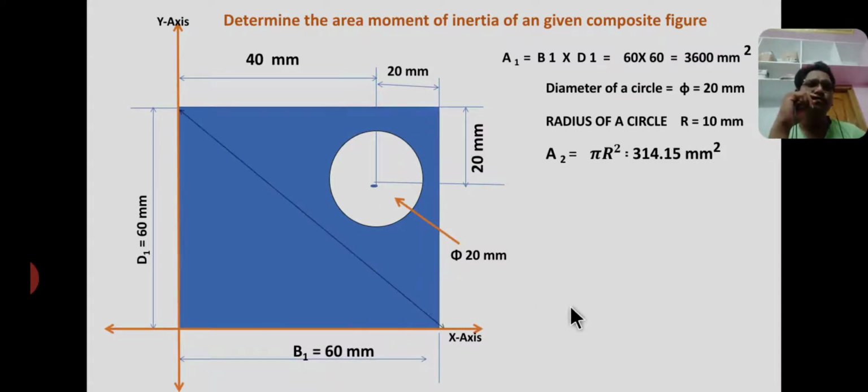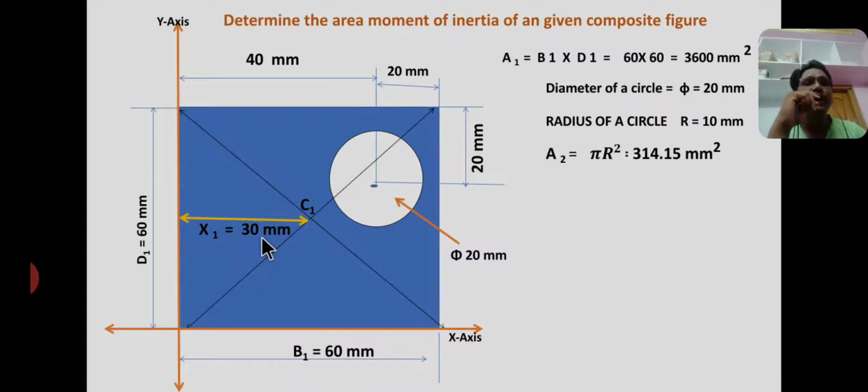Now I am drawing the diagonal lines to determine the individual centroids. So these are the diagonal lines to locate the centroid of the square section. Therefore C1 is the centroid of the square section. It lies at a distance of x1. That means from centroid C1 to the y axis, the distance between the y axis and centroid C1 is x1. X1 equal to half of the base, that is b1 by 2, that is 60 by 2 equal to 30 mm. Already we have discussed this in previous slides.